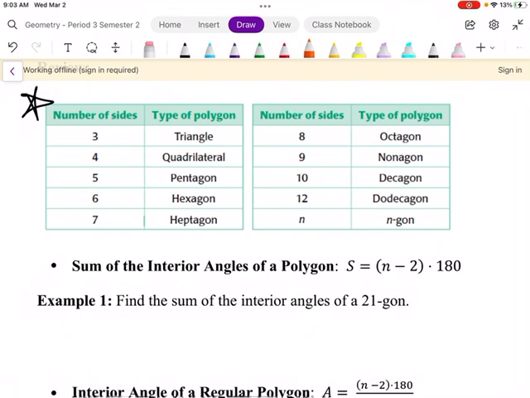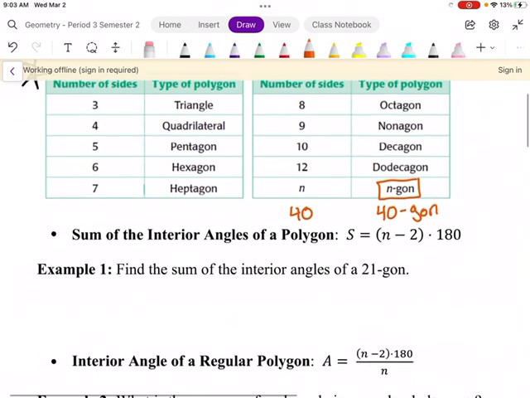And once it gets past 12, then they just put the number in front of gon. So an example would be a 40-gon would have 40 sides. So they put any number that's greater than 12 in front of the word gon.